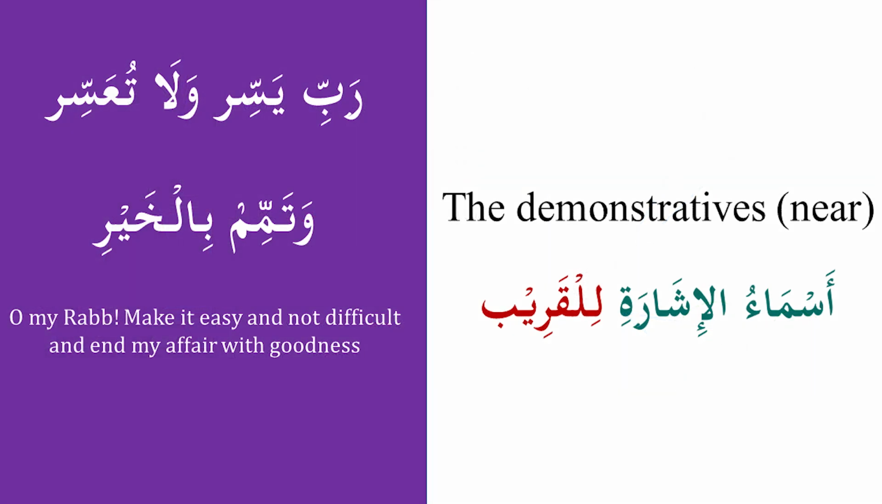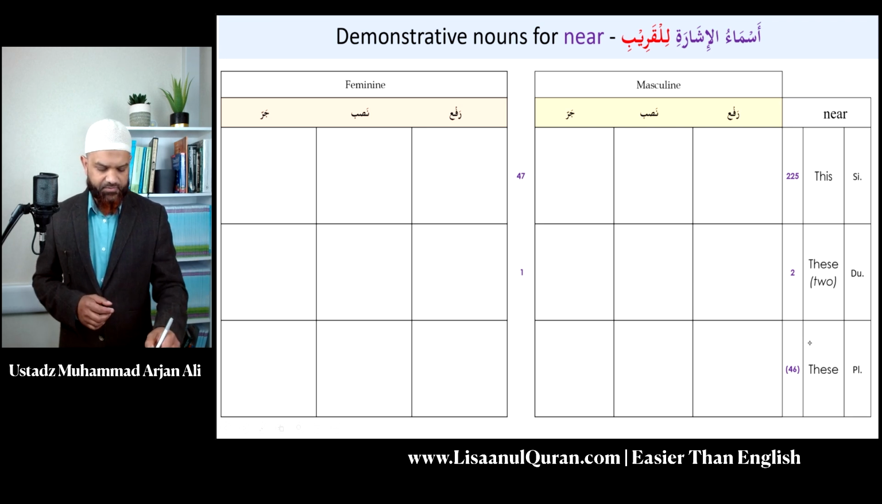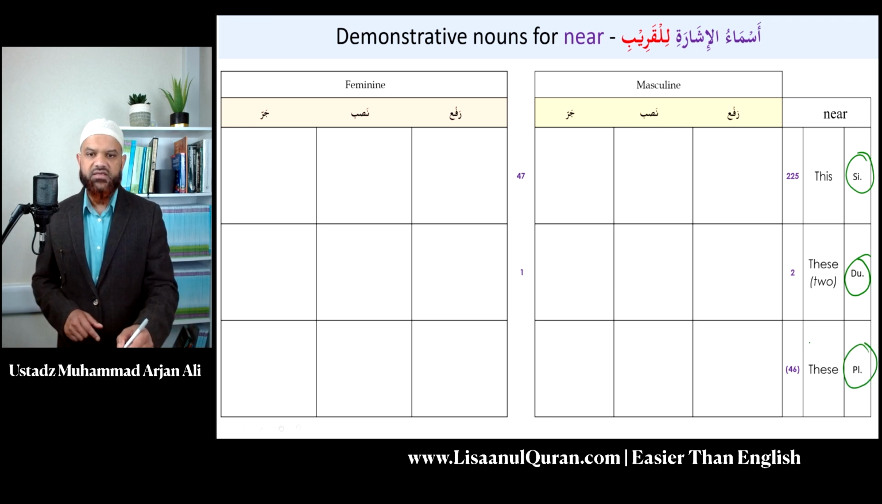Asmaa-ul-Ishaarati lil-Qareeb. The demonstratives for pointing to something near. To introduce the demonstratives, I put them into the Muslim table. Again, if you remember the Muslim table from right at the beginning of our course, in the first row we have our singular, then we have a dual, then the plural. And of course, across we have the rafa, nasab, and jar.